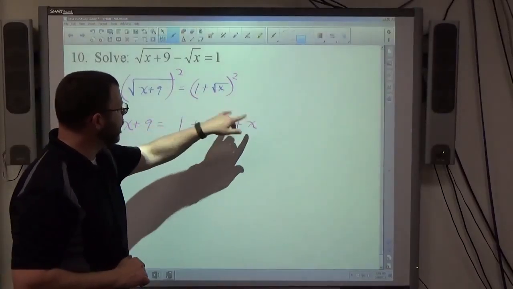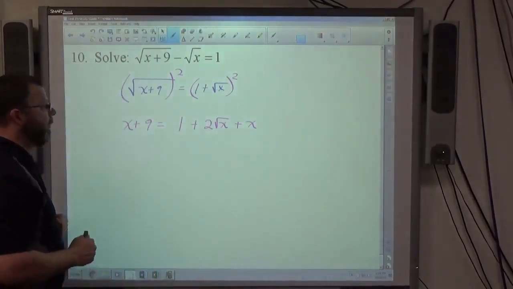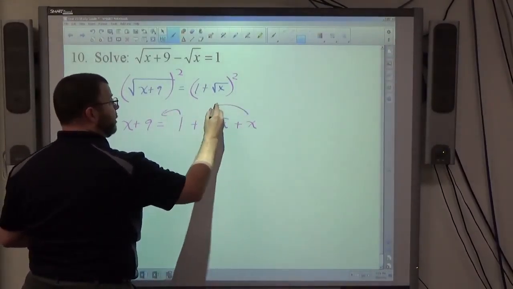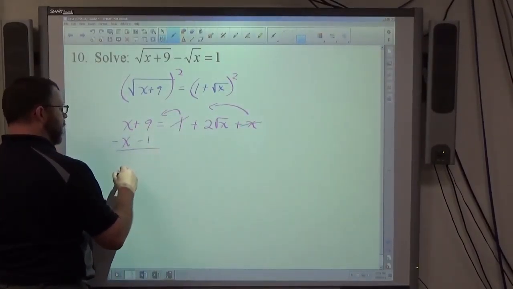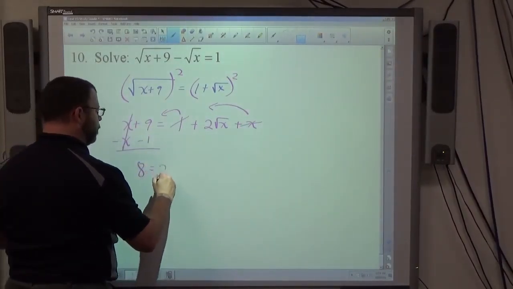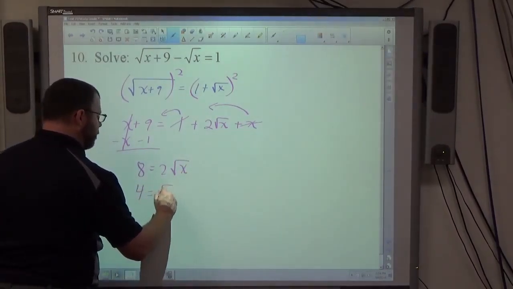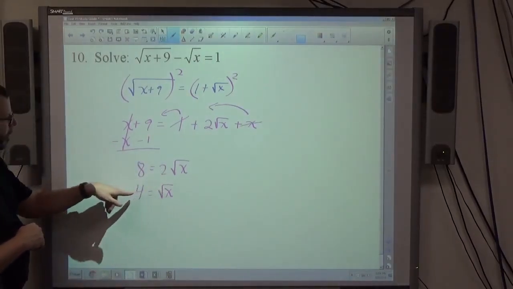So the square root of x squared is x. The square root of x times 2 is 2 square root of x. 1 times 1 is 1. I still have a radical, so I want to keep that where it is. I'm going to move everything else to the other side. So I'm going to get a minus x here, and a minus 1 here. I'm going to get 8 equals 2 times the square root of x, which means 4 equals the square root of x if I divide both sides by 2 to get rid of this coefficient. Square root of x equals 4.